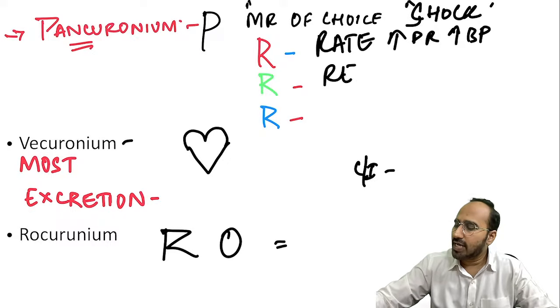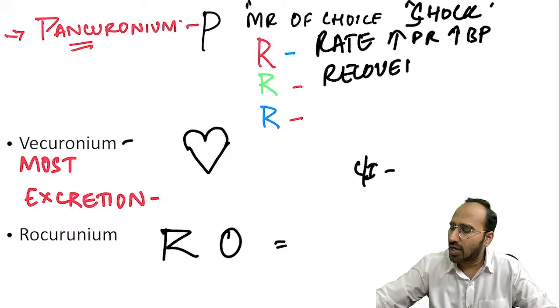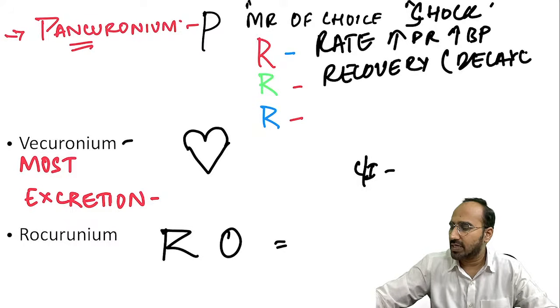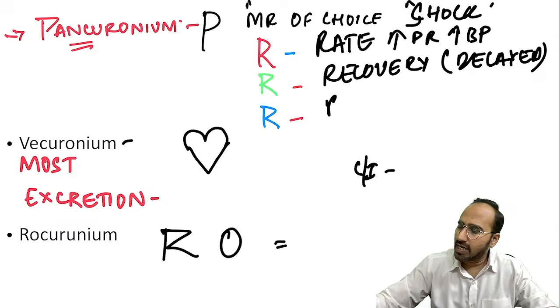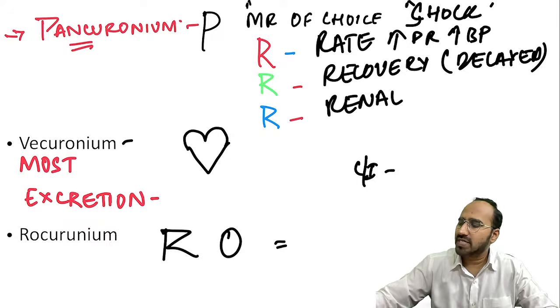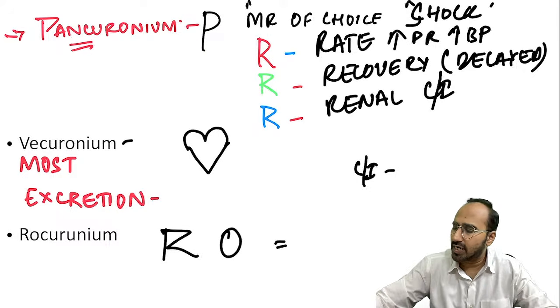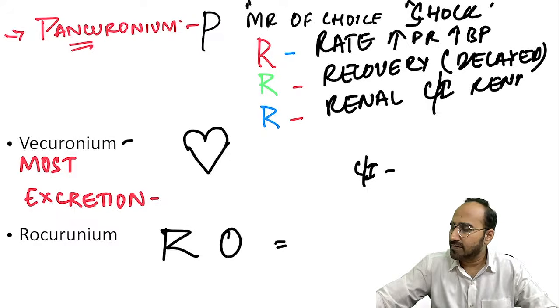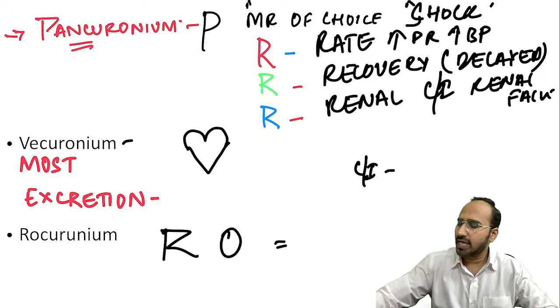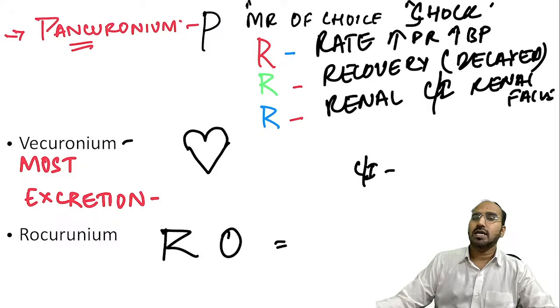Next is what? Recovery. With Pancuronium, as it is having a long duration, there will be delayed recovery in the patient. Okay? Next is what, guys? Renal. यानी कि Pancuronium is having renal excretion. Hence, it is contraindicated in renal failure. That's regarding Pancuronium. Next is Vecuronium.